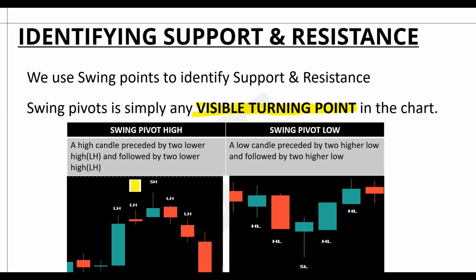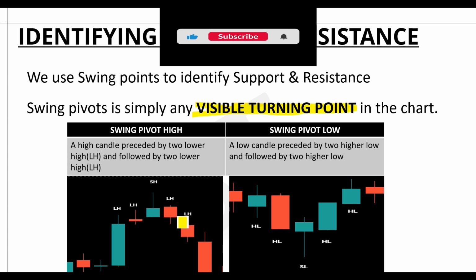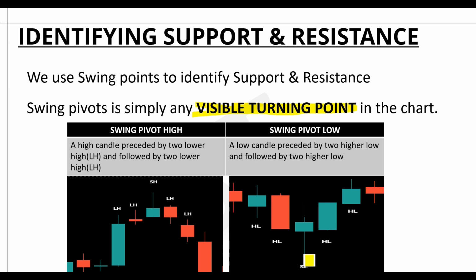We try to find one high bar that we call a swing pivot high, and we need to find two lower bars preceding and two lower bars following. So here, to find a support, we need one swing low candle, and we need two lows preceding and also two lows following. So we call this a support and resistance. We identify this zone as a resistance, and we identify this one as a support.